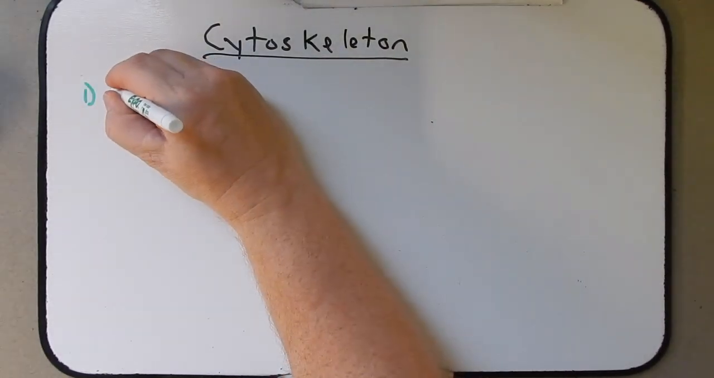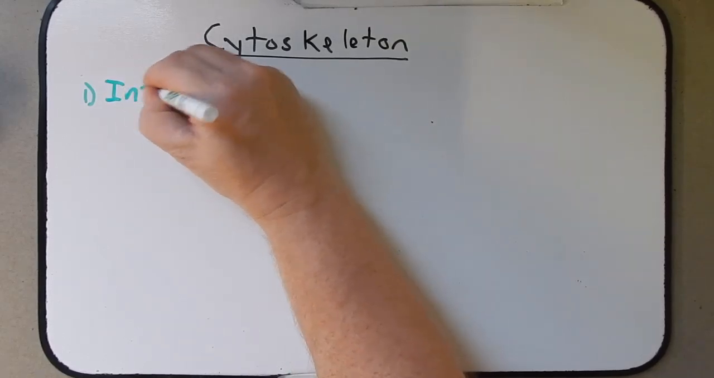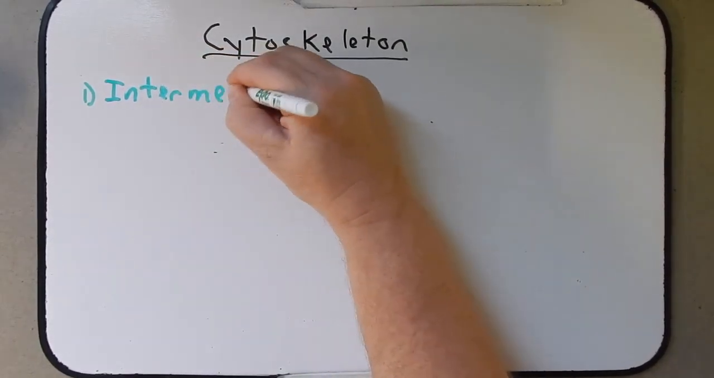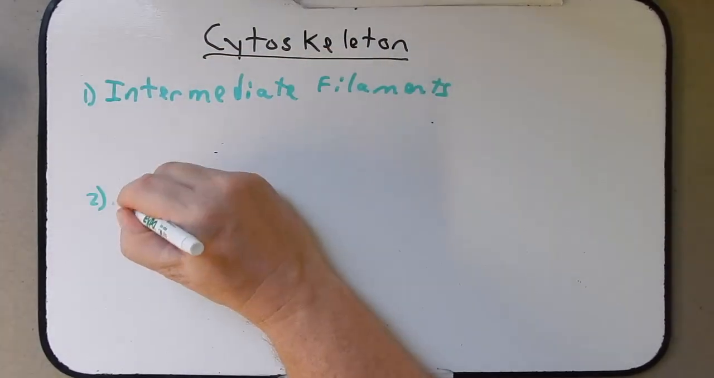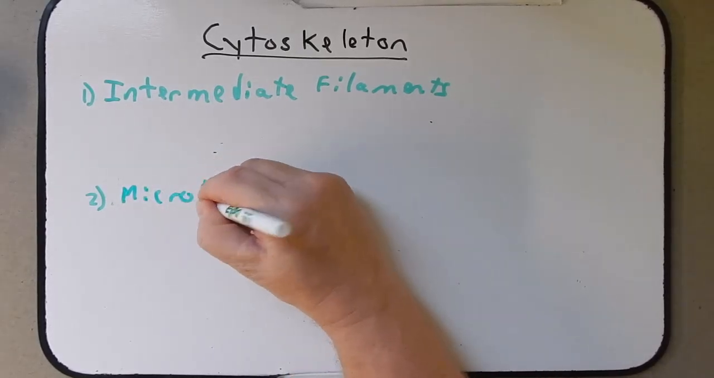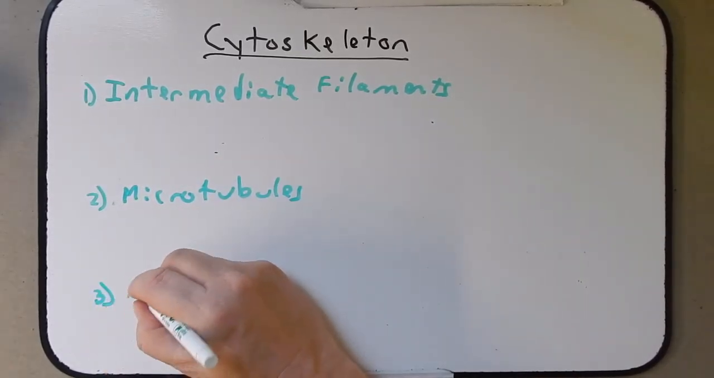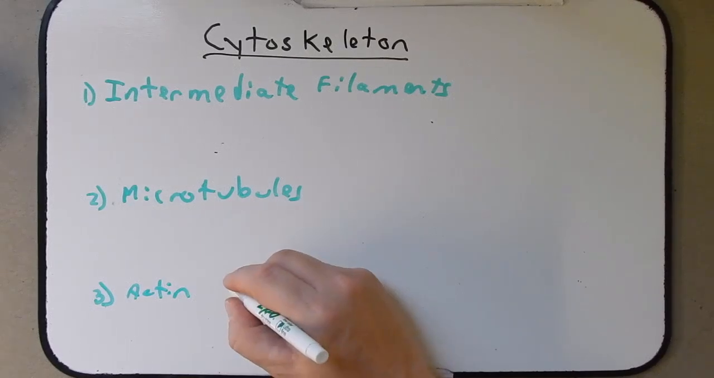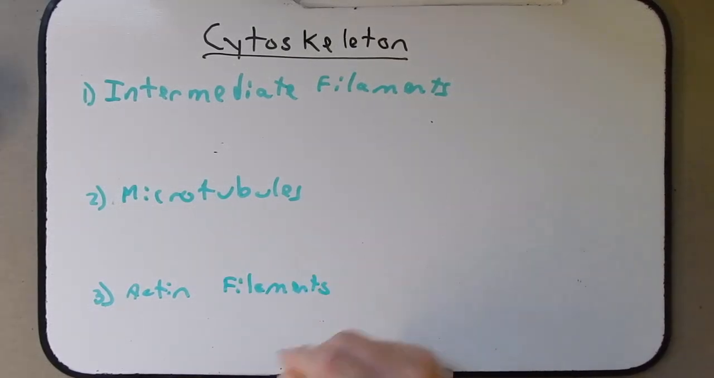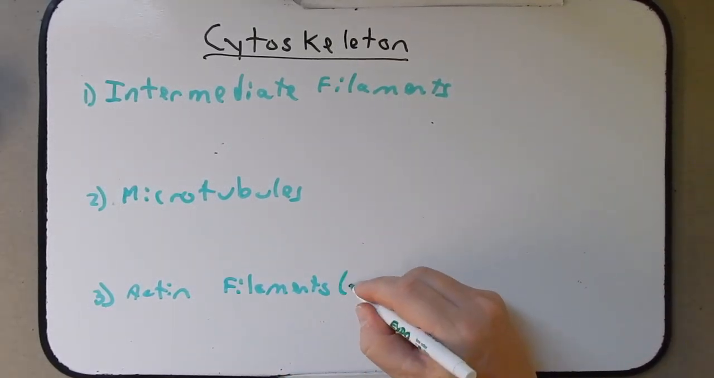Now, when we think of the cytoskeleton, we can think of three types of cytoskeleton. The first of which we're going to talk about in a little bit are intermediate filaments. The second are microtubules. And the last one are actin filaments. Sometimes actin filaments are called microfilaments.